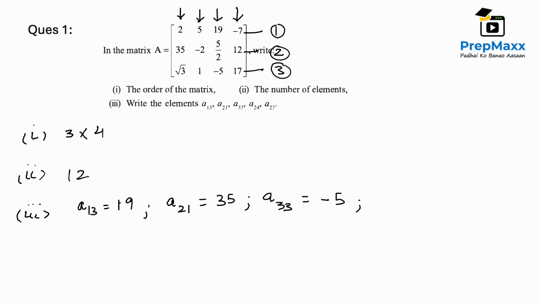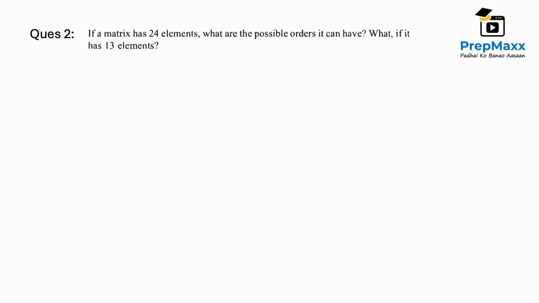Then A24, second row and fourth column, which is 12. And A23 means second row and third column, which is going to be 5/2. So this is the solution for this particular question number 1. Now we have the next question, question number 2.